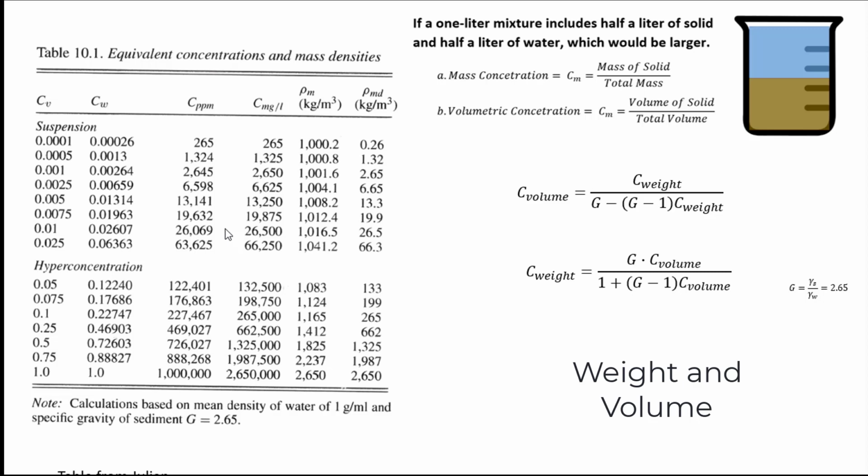So think about this with me. If you have half a liter of water and half a liter of sediment, well, liter is volume. So what's your volume concentration? It's 0.5. It's 50%, right? Your material is half solids by volume because it's half a liter. But what's heavier, the solids or the water? Well, the solids are heavier.